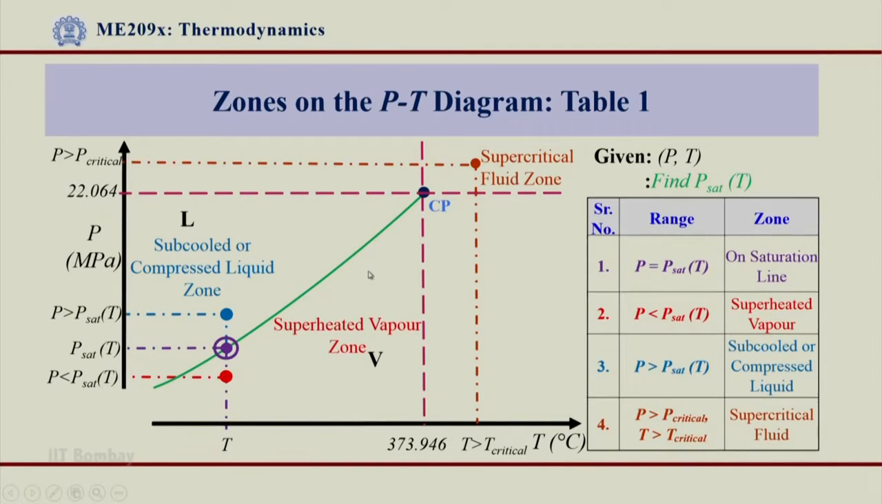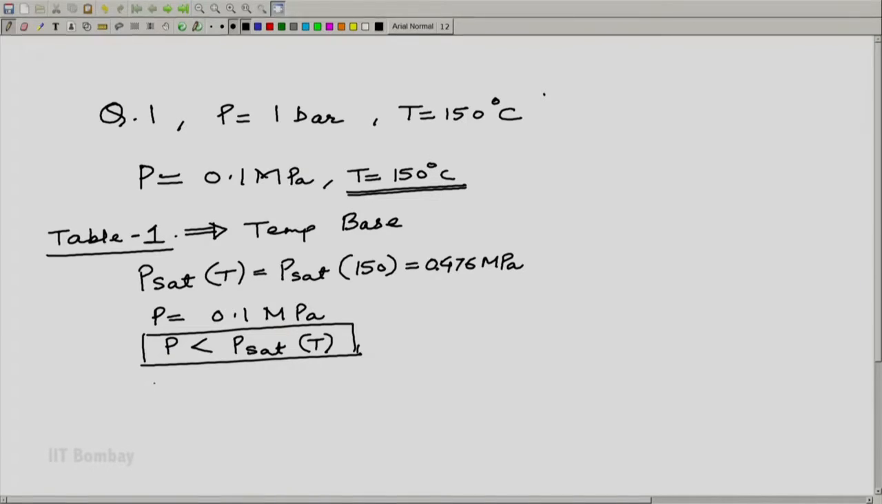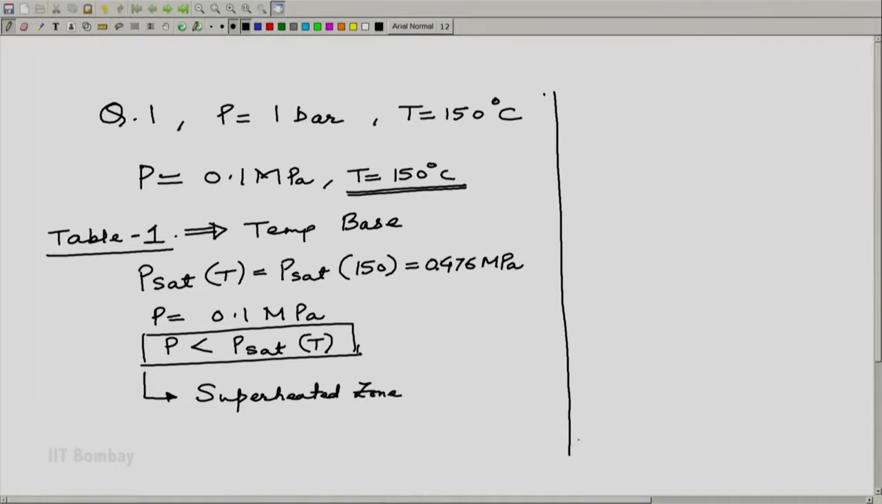Alright. So, let us come back to the problem. This proves that for the given condition of 0.1 MPa and T is equal to 150 degree centigrade, we are in superheated zone. Alright. So, this is a very simple condition that we saw from table number 1. Let us try to do the same exercise using table number 2 now on this right side, and see if we reach the same conclusion.